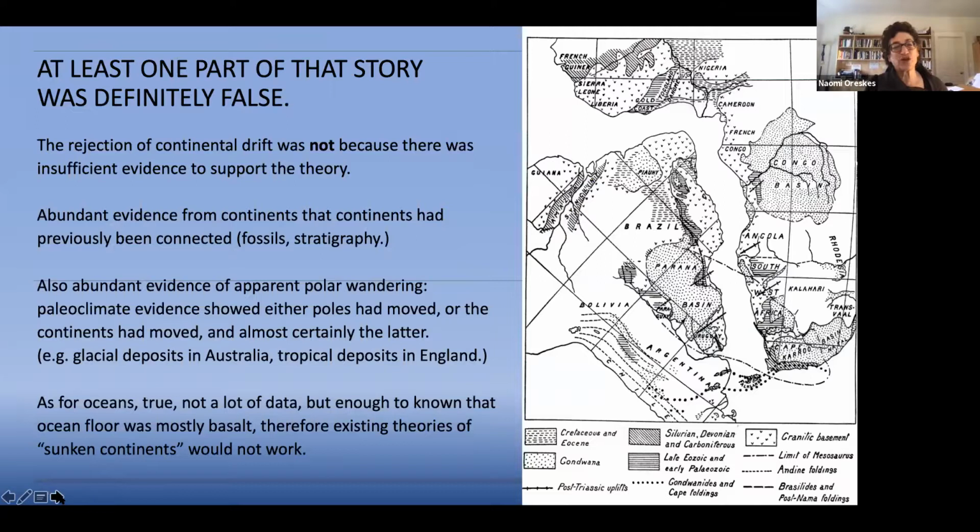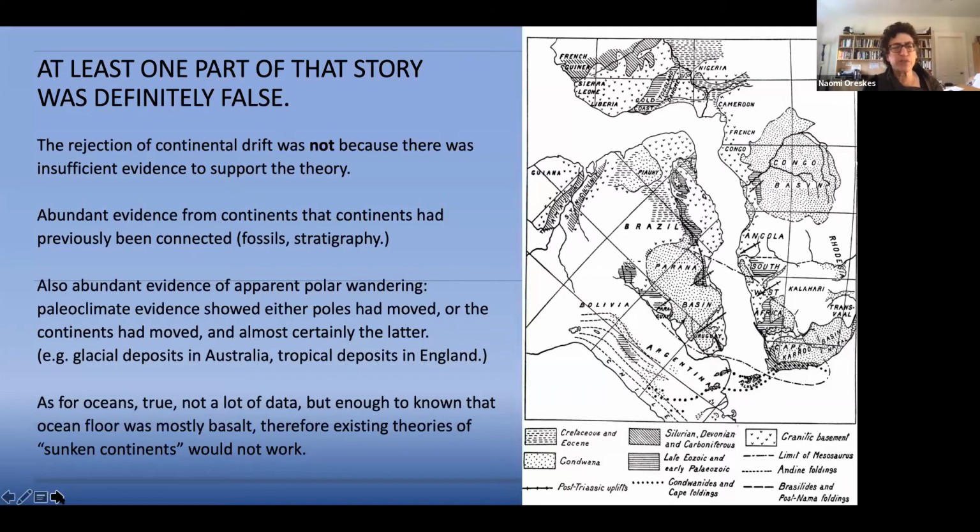Well, as a historian who had written a book about the continental drift theory, I knew that at least one part of that popular story was definitely false. Continental drift theory was not rejected because there was insufficient evidence to support the theory. And in my first book, I go into this in excruciating detail. It's a 10-year book, so it has to have a lot of detail.